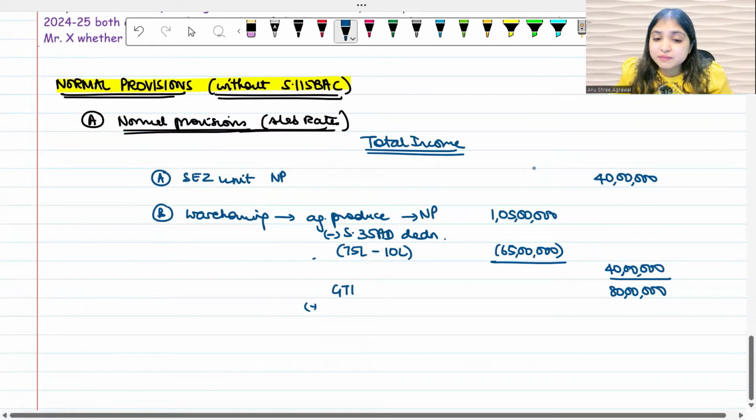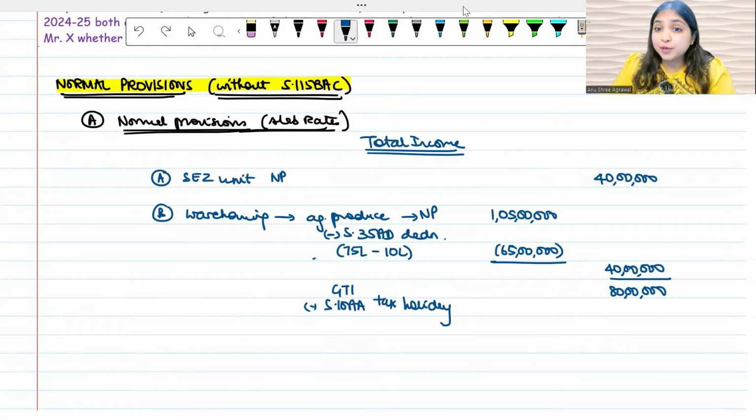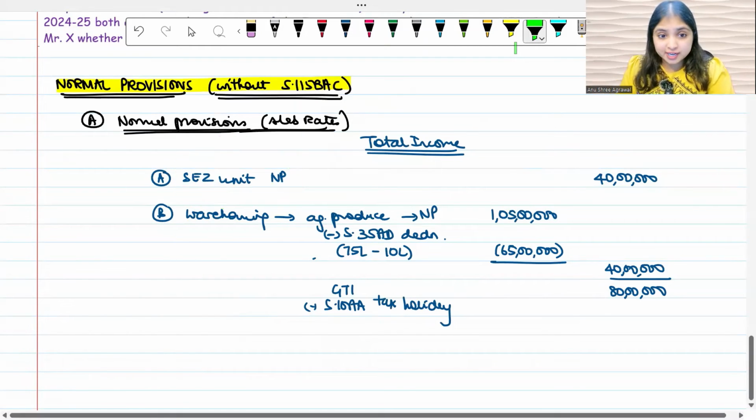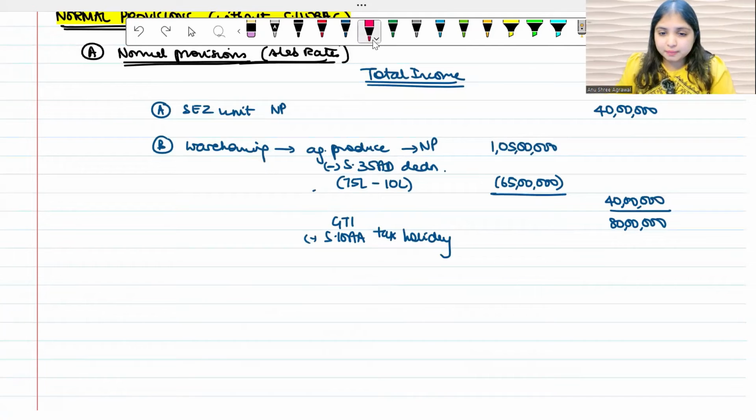Now, from this, we will subtract 10 AA tax holiday. 10 AA tax holiday is generally supposed to be deducted from the GTI. So, we will deduct it from the GTI. Why are we talking about 10 AA? Because my assessee is having a unit in SEZ. Therefore, we are talking about 10 AA tax holiday.